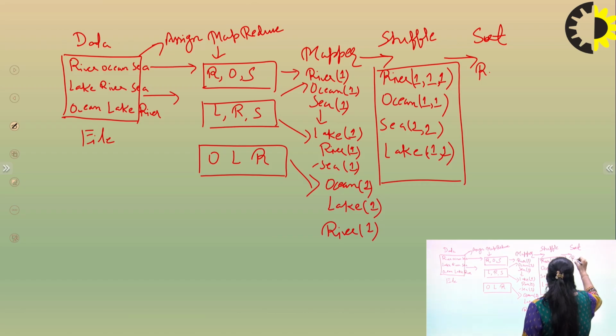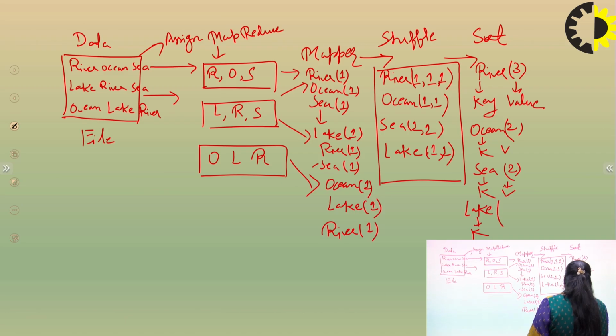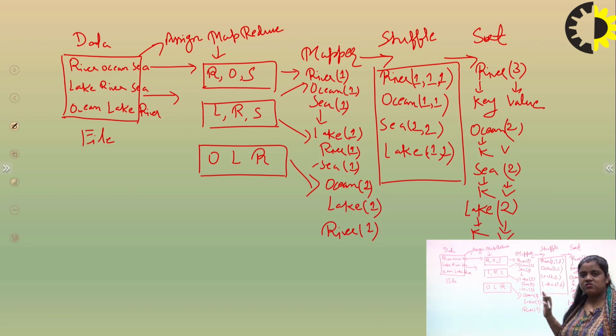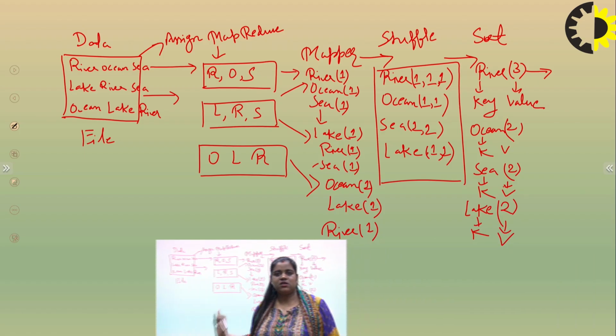Like river here is treated as a key, and its repetition time, that is 3, is assigned as a value. For ocean, the key is ocean, and its repetition time, that is 2, is the value. Same for the sea, sea will be the key and the repetition time will be the value. For the lake, lake will be our key and its repetition time will be our value. So with the help of this process, sort will generate the key value pair and assign that key value pair for further processing. So this is the basic scenario of how we can generate the key value pair in Hadoop.